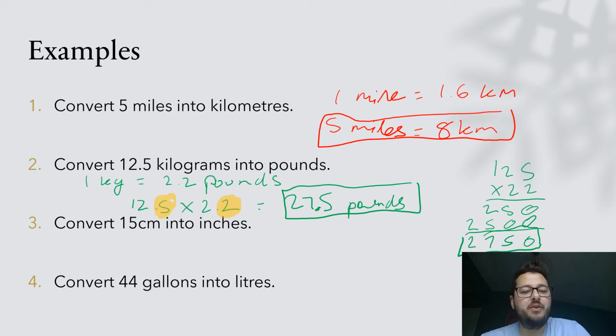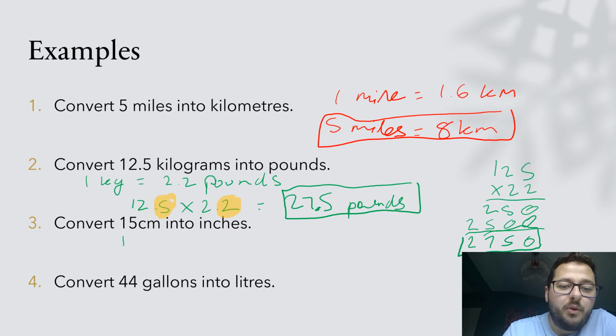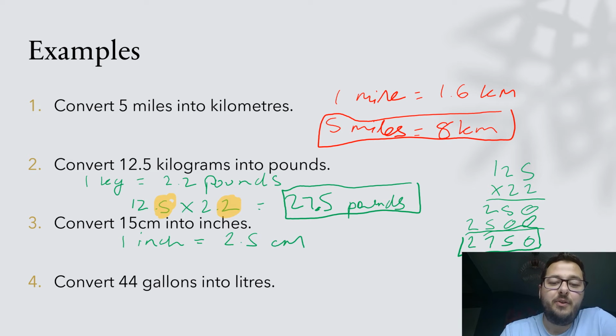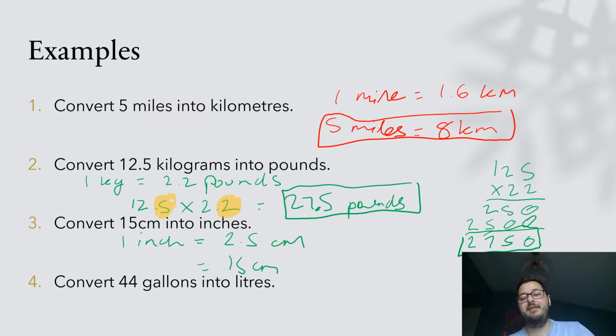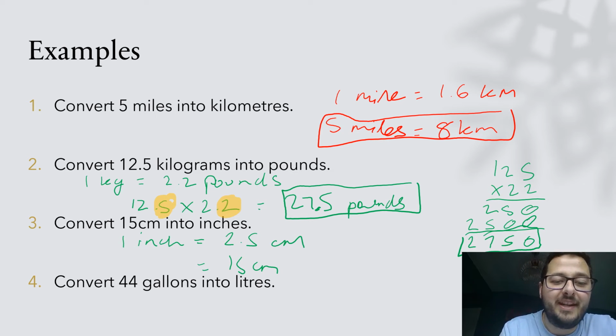Alright, so number 3, we want to convert 15 centimetres into inches. Well, we've got that 1 inch is equal to 2.5 centimetres. So for 15 centimetres, we want to divide it by 2.5. So how many 2.5s make 15? Well, 2.5 times 2 is 5. So 3 5s are 15, so double that, so 6 times 2.5 would be 15. So this is 6 inches.